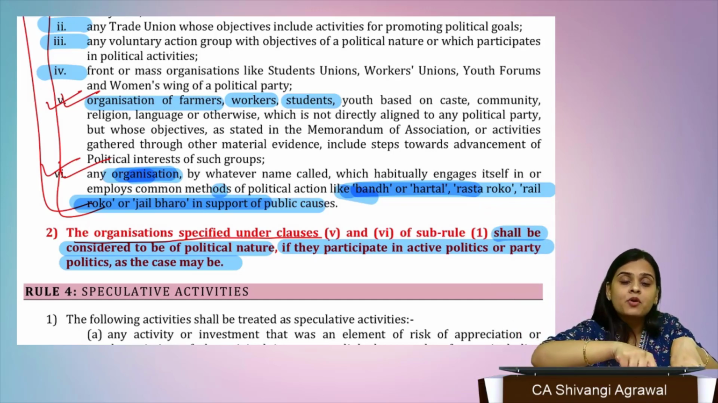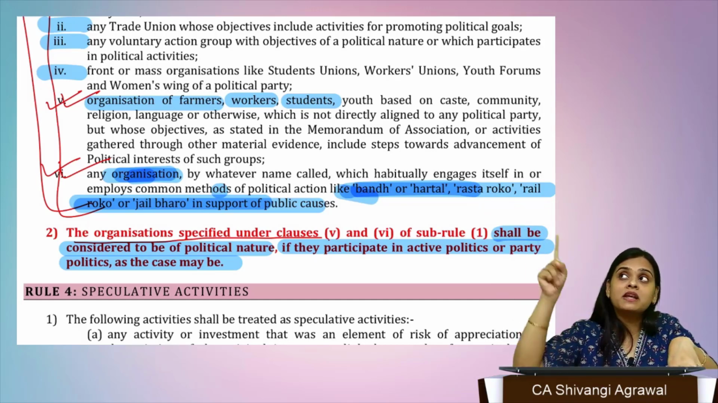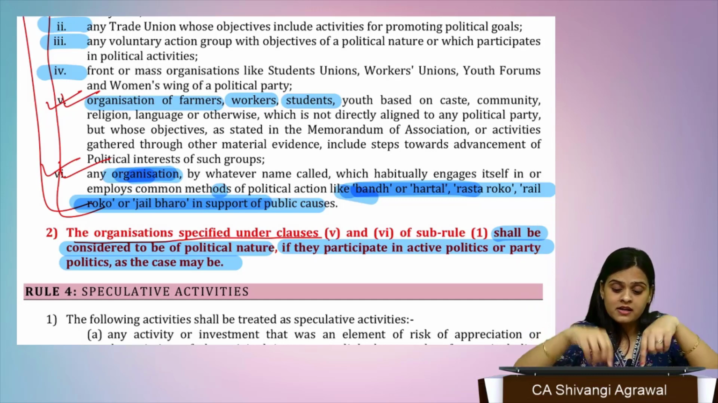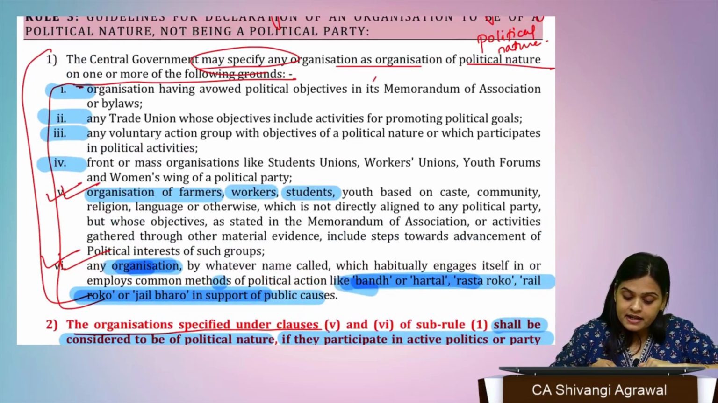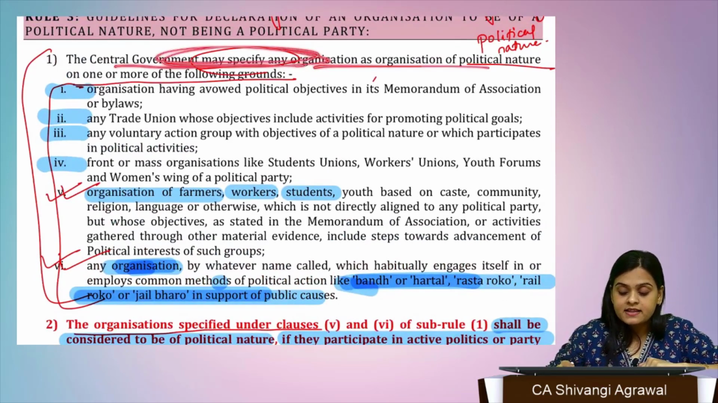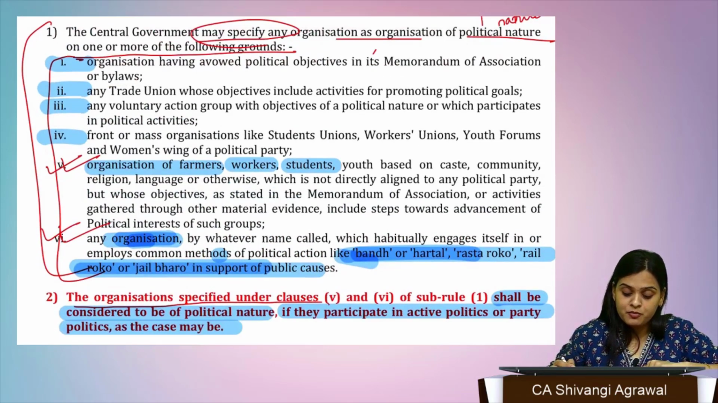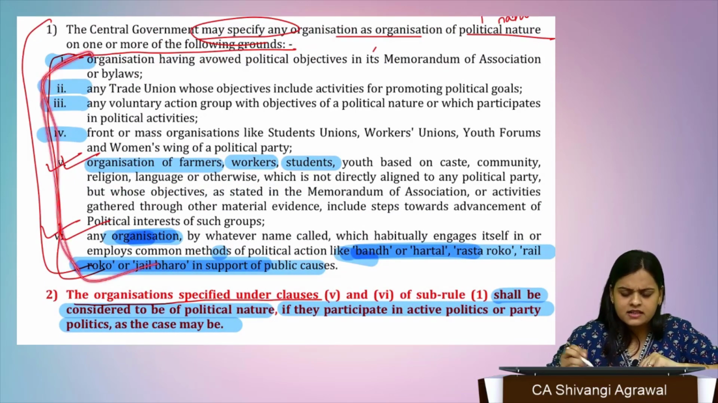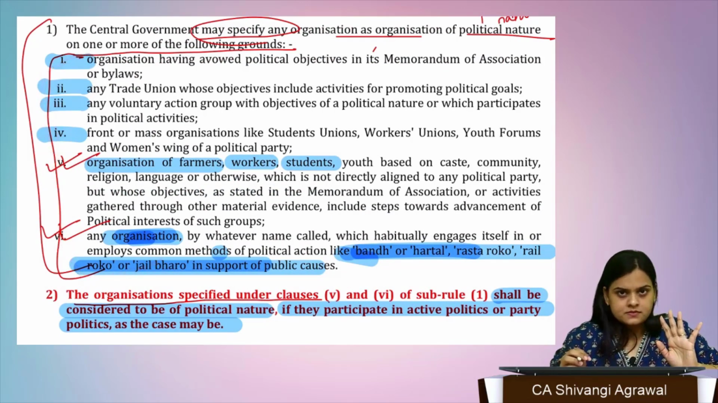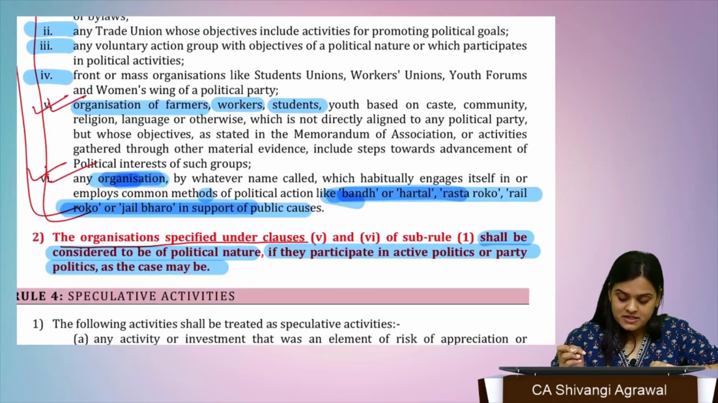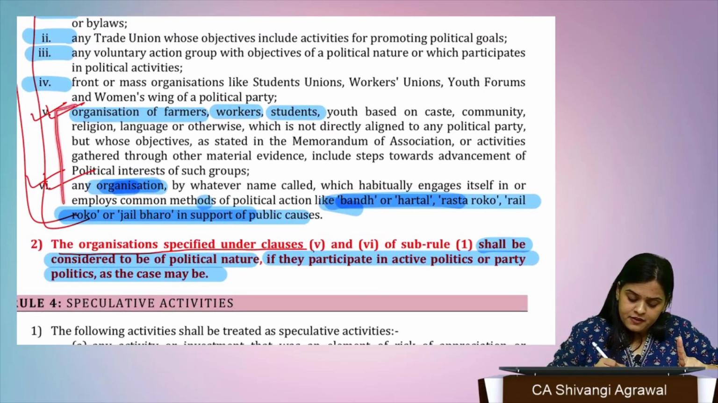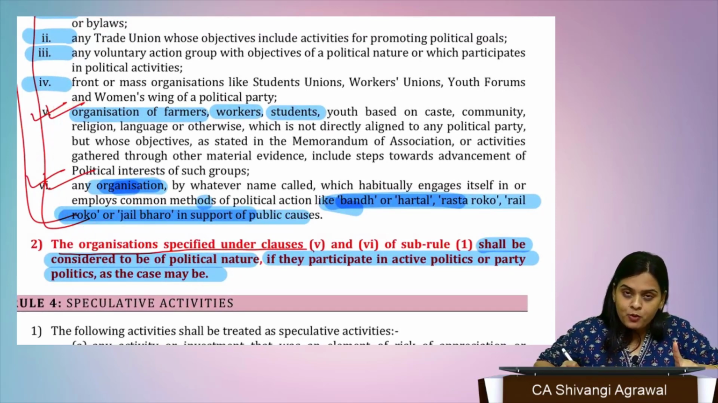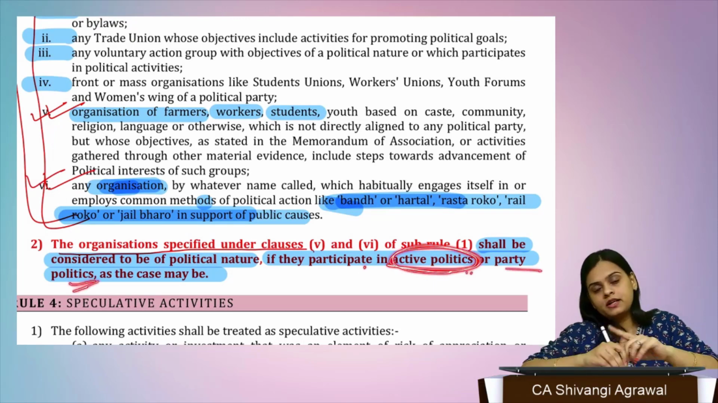But section 3 prohibits. It says no, you cannot take money from a foreign source since you are an organization of political nature, because the government can specify an organization as an organization of political nature if it falls under any of the grounds. Okay, but now it has been specified that it is important, if we are talking about these 2 points, that either they participate in active politics or party politics.